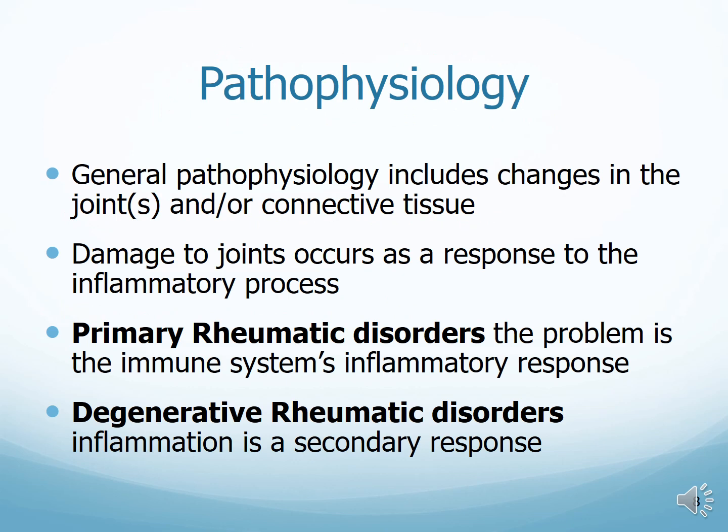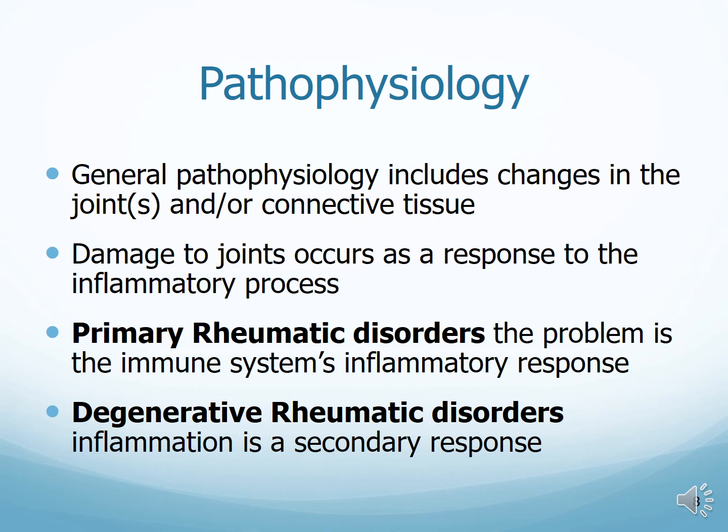So pathophysiology. The general pathophysiology includes changes in the joints and/or the connective tissue. So damage to the joint occurs as a response to an inflammatory process. Remember I said that the joint is angry, the joint is pissed off over something. So in primary rheumatic disorders, the problem is the immune system's inflammatory response. However, degenerative rheumatic disorders is when inflammation is a secondary response.